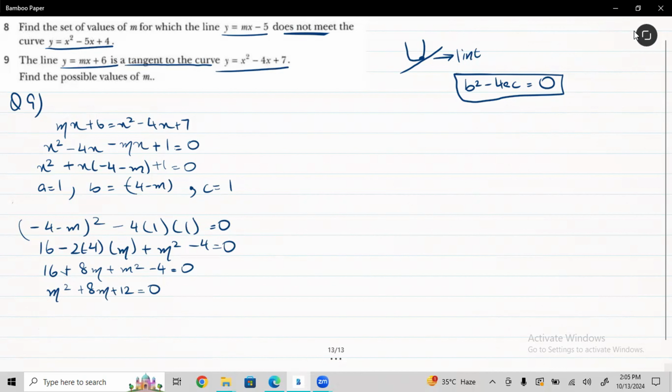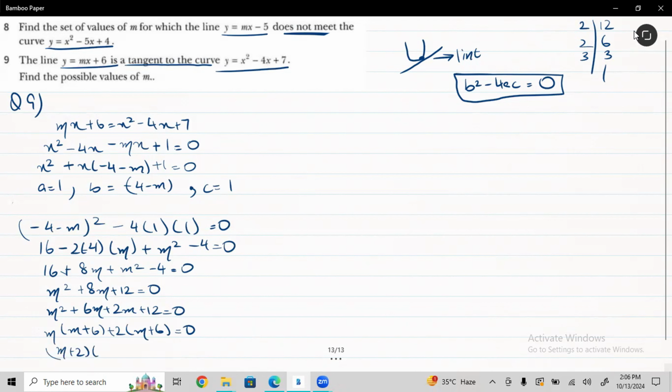I'm going to solve this manually as this is the last question. So 12 as common, 2 6s are 12, 2 3s are 6, and 3 1s are 3. So we have 3 2s are 6 and 2. So m squared plus 6m plus 2m plus 12 is equal to 0. m as the common, m plus 6. Again, 2 as the common, m plus 6 is equal to 0. So m plus 2, m plus 6 is equal to 0.